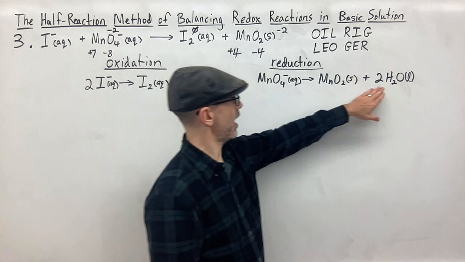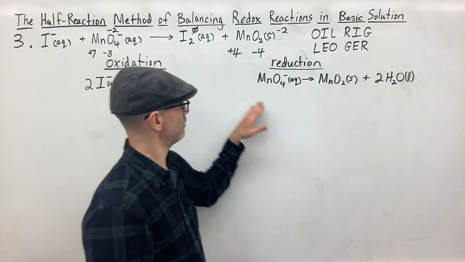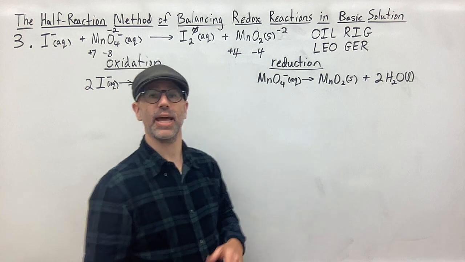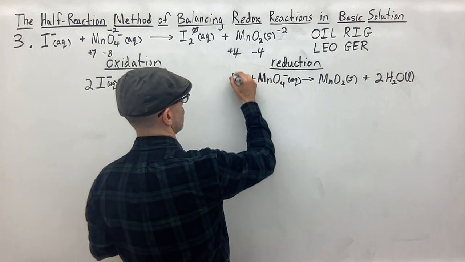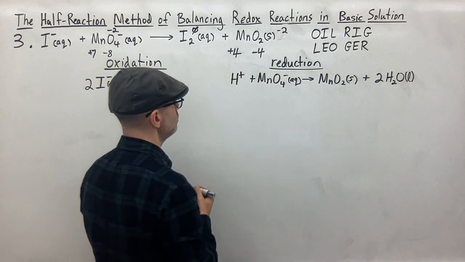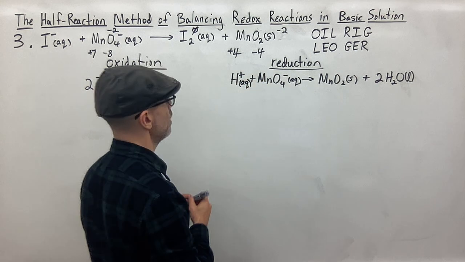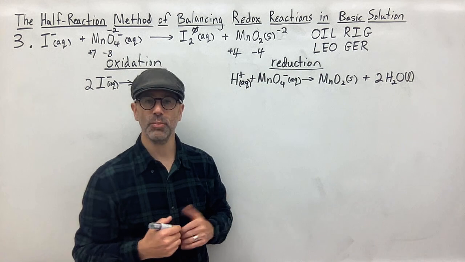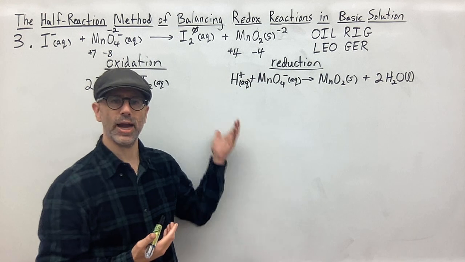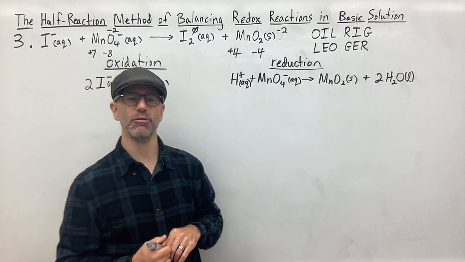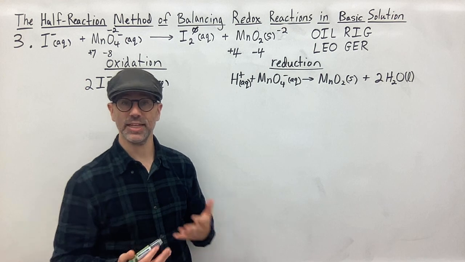But now that I've added 4 hydrogens on this side, that means I have to add 4 hydrogens on this side. And again, I'm going to use H plus to balance, and that's aqueous. Okay, now you're thinking, well, Mr. Koval, you said this is a basic solution, so why are we having the H plus? Isn't that for acidic solution? And you would be correct. However, this is where the hydroxide comes in.